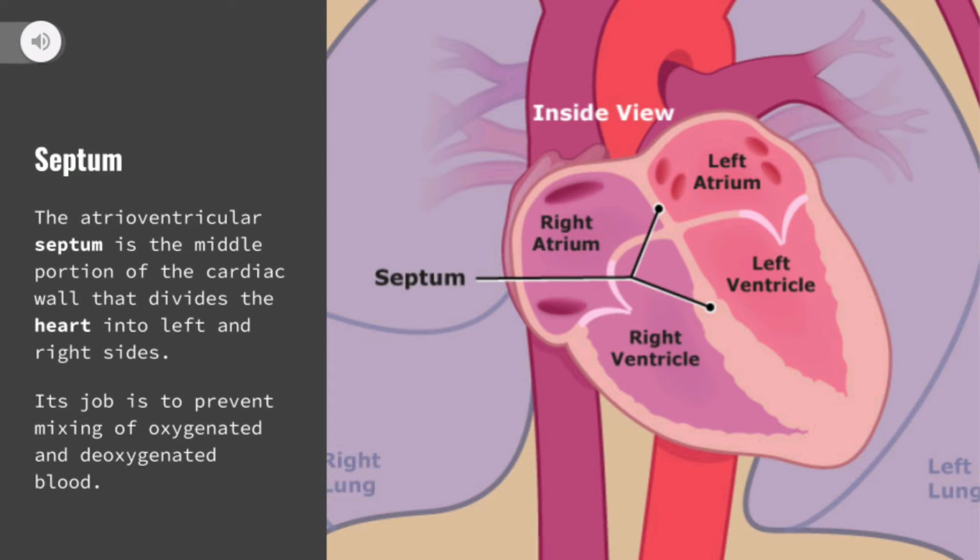Next part of the heart is septum. So what is septum? The atrioventricular septum is the middle portion of the cardiac wall that divides the heart into left and right sides. Its job is to prevent mixing of oxygenated and deoxygenated blood.